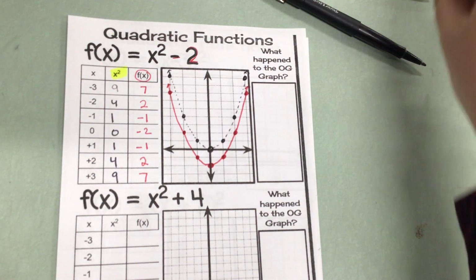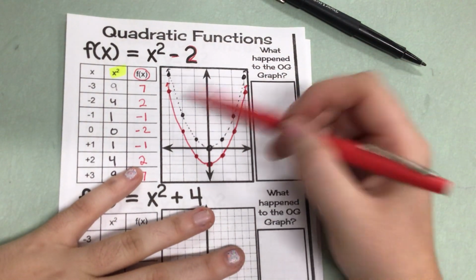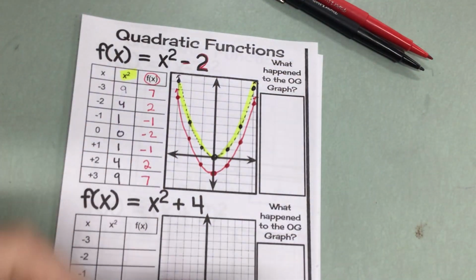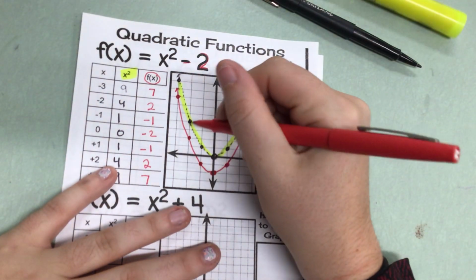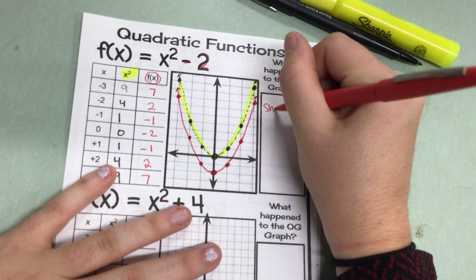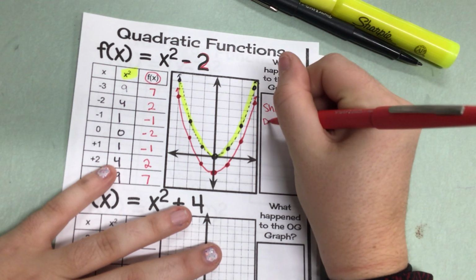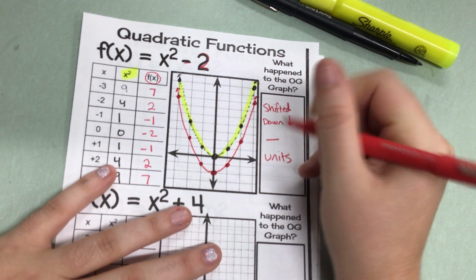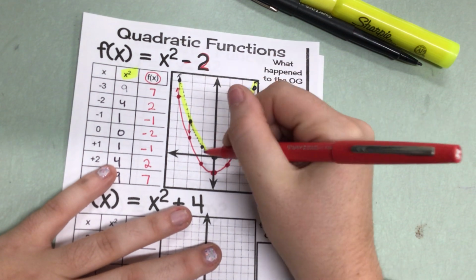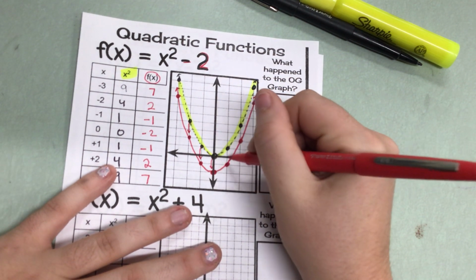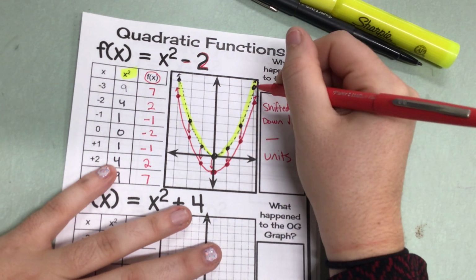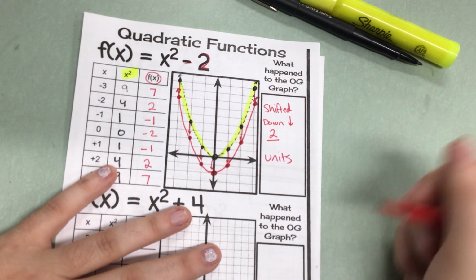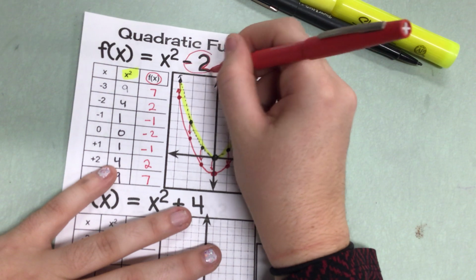All right, so let's figure out what happened. What happened to the original graph? Well, it was right here, and it looks like it just moved downward. How much? So it moved down. I'm going to say shifted down. How many units? Well, each and every one of these points went downward. It looks like they went down 2. And that makes sense because our function subtracted 2.